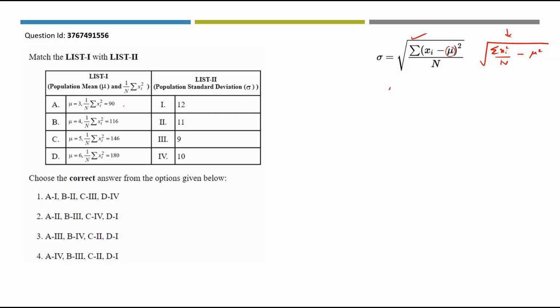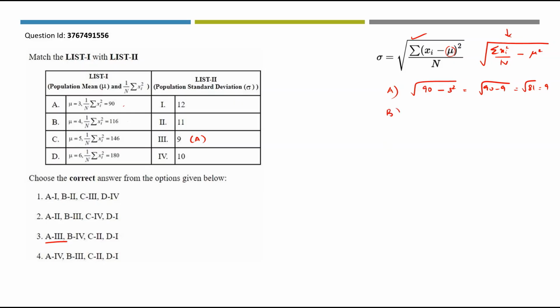So let's start with option A. It is 90 minus, what is mu square? It is 3 square. So under the square root this will be 90 minus 3 square, which is 9. So this will be 81, whose square root is 9. A will be mapping to 9. A3 is available only in one option.